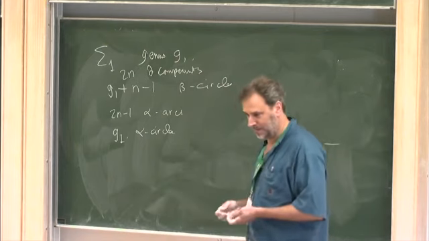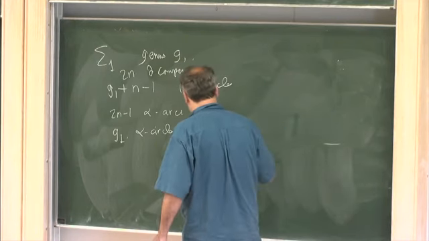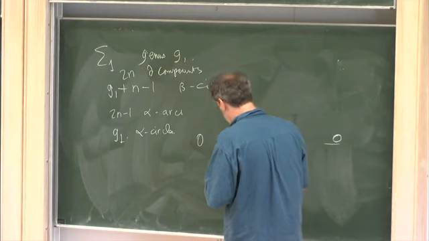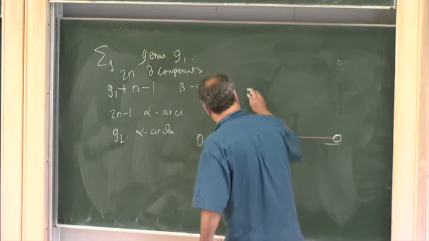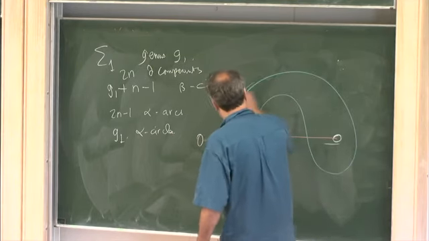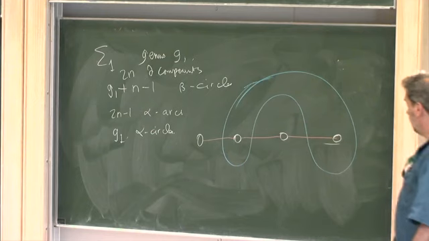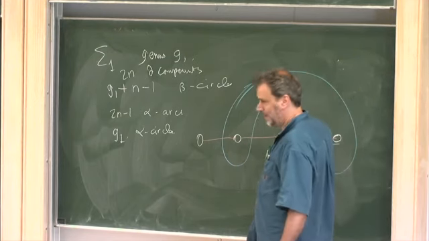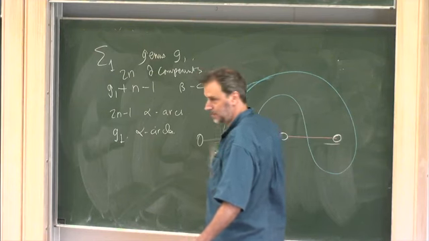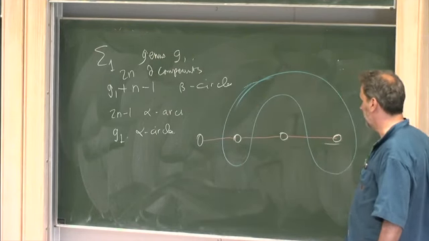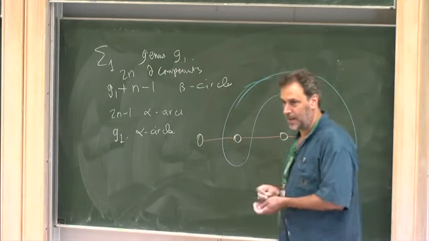Okay, so let me draw a picture. Here's an example. Here's a planar surface, G equals 0, n equals 2. There's a single beta circle. There are no alpha circles. And there are these 3 alpha arcs. Okay?